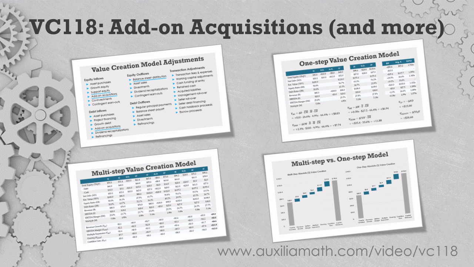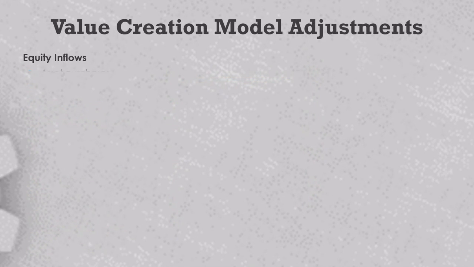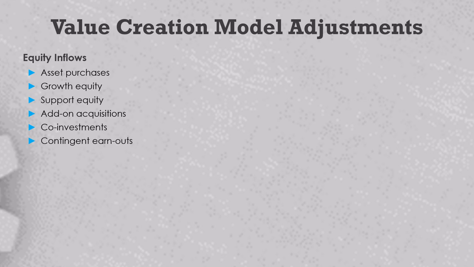We need to adjust the value creation models for them, and there are many different types, including equity inflows, like follow-on equity investments used to acquire assets, growth or support investments, add-on acquisitions, investments from co-investors who might exercise a warrant, for example, and also contingent earnouts after the acquisition.